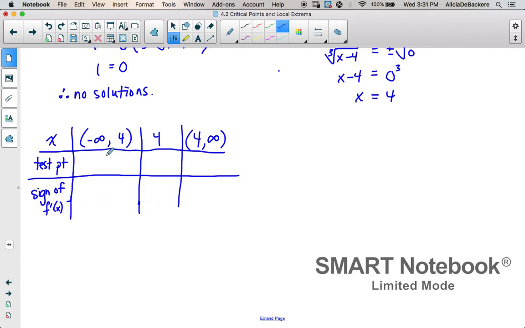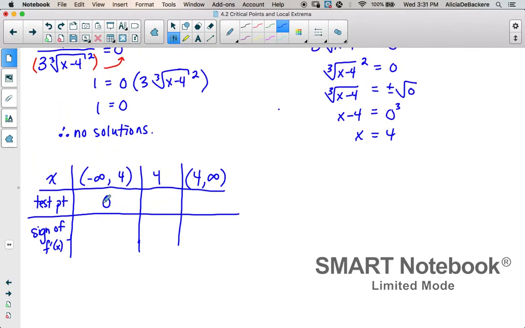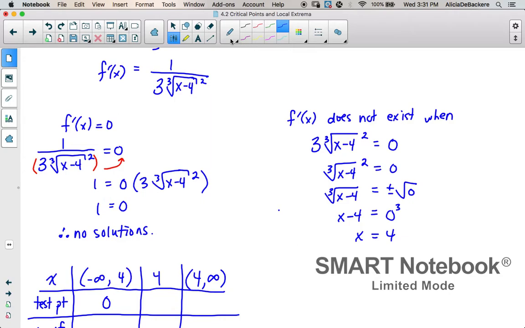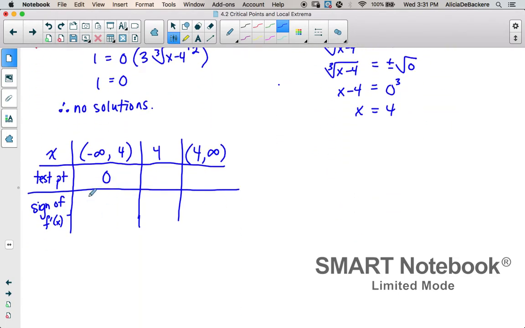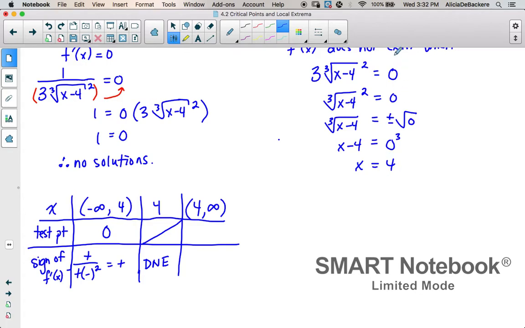All right, picking a number between negative infinity and 4. Again, I'm going to pick 0, and I'm subbing that into my first derivative. So I'm looking at this one right here. So I've got a positive on top, and then I've got positive 3 times. If I plug 0 in here, I'm going to get 0 minus 4, and then cube rooting that is a negative. So I've got a negative number squared. So I've got a positive 1 divided by positive 3 times a negative squared. And so all together there, I'm actually going to end up with a positive number. For x equals 4, we said that that came from when the first derivative does not exist, right? That's how we came up with that.